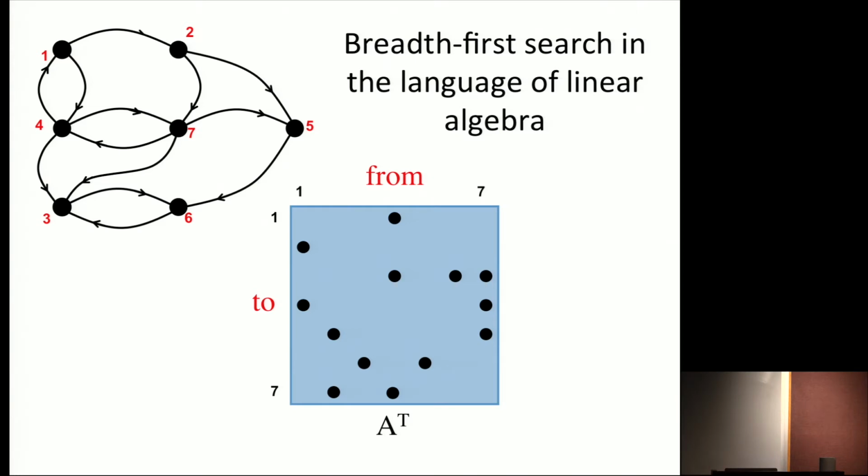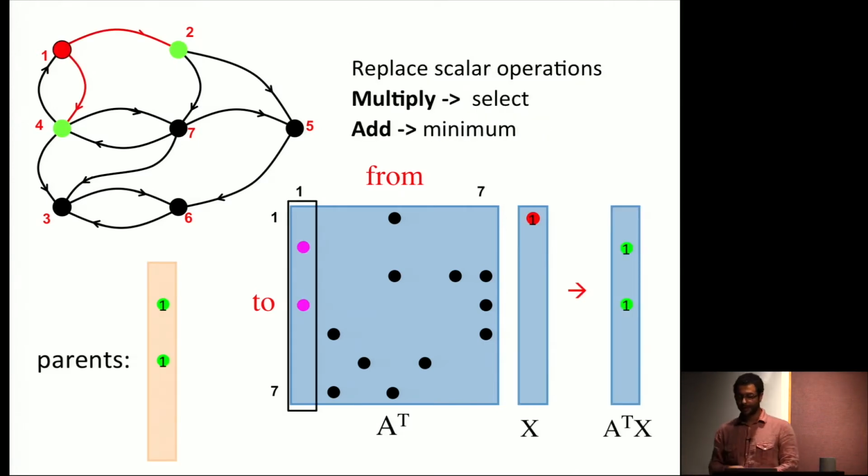So here I have a picture of a graph with 7 vertices, a directed graph, and the transpose of its adjacency matrix is pictured in the middle. Every single dot there represents a non-zero, meaning a directed edge. So in order to do breadth-first search from vertex 1, the simplest thing you can do is multiply the transpose of the adjacency matrix with a vector that only has a 1 in the first location.